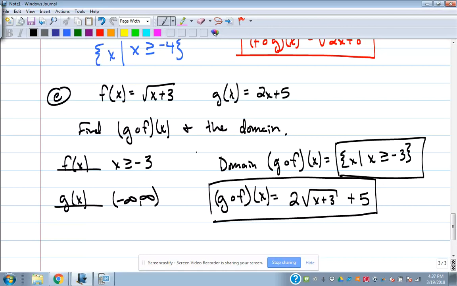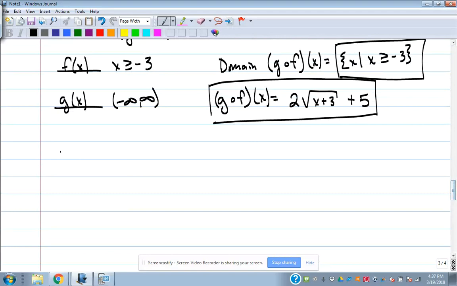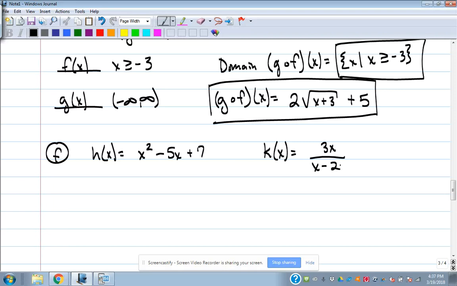Let's do one. This section, I'll scroll back up and you see. H of x is x squared minus 5x plus 7. K of x is 3x over x minus 2. Find h composed with k of x, and the domain.